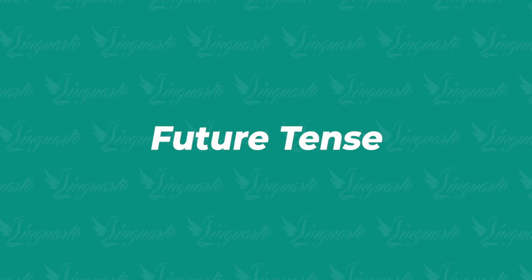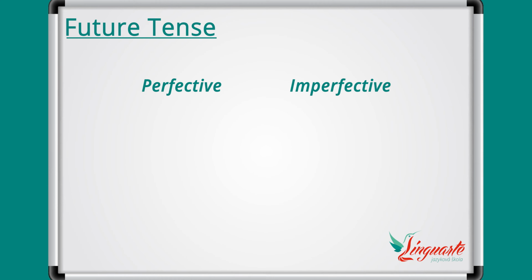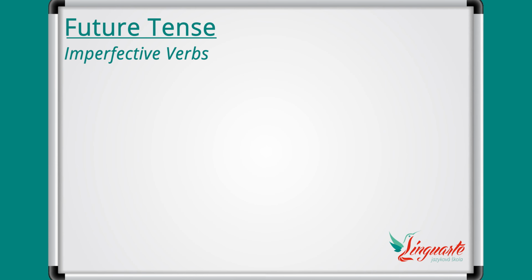Future tense. In order to form the future tense, we need to distinguish between two types of verbs, perfective and imperfective. You can check this video about the perfective and imperfective verbs to understand the difference in detail. Broadly speaking, we can say perfective verbs are used to express an ended action and imperfective verbs are used to describe ongoing actions or habits. The perfective verbs can only be used in past and future. First, we'll describe how to form the future of imperfective verbs.